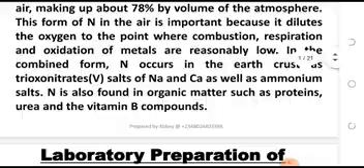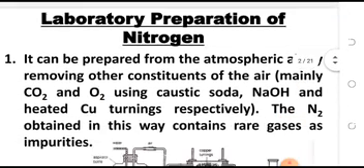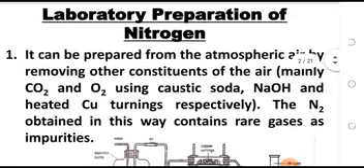Now let's go to laboratory preparation of nitrogen. There are several methods of preparing nitrogen gas in the laboratory. Number one among them is from the atmospheric air. So we know that air is a mixture of gases. Nitrogen is the chief among the constituents of air. We also have carbon dioxide, oxygen, and rare gases, which are also called the noble gases. Those are the group 8 elements or group 0 elements in the periodic table.